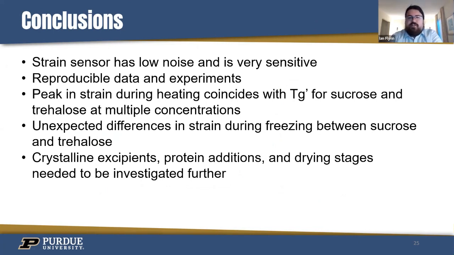We're seeing peaks in strain during heating, which coincide with glass transition for sucrose and trehalose at almost all the formulations we tested. And there's an unexpected difference between the strain during freezing between sucrose and trehalose, where trehalose is imparting much more stress in the vial than sucrose is. And the crystalline excipients, protein additives with BSA, and drying stages need to be investigated further, and that's in the early stages of the project right now.